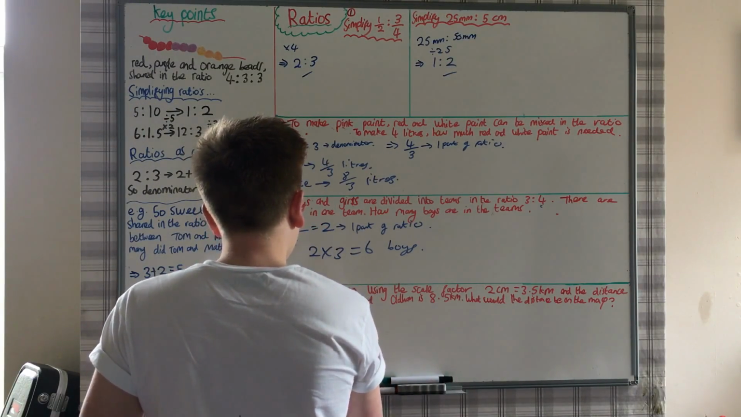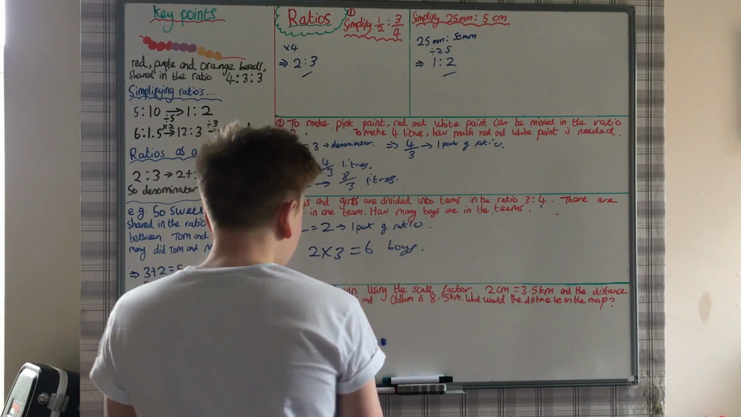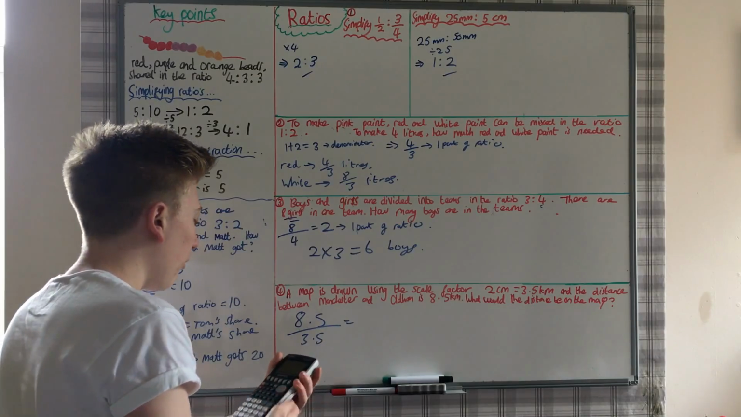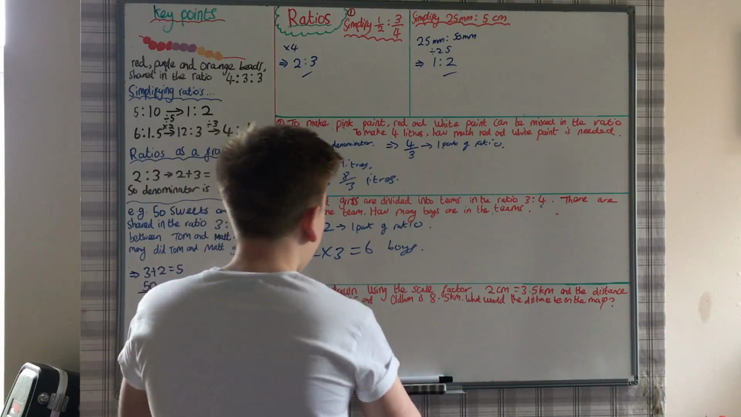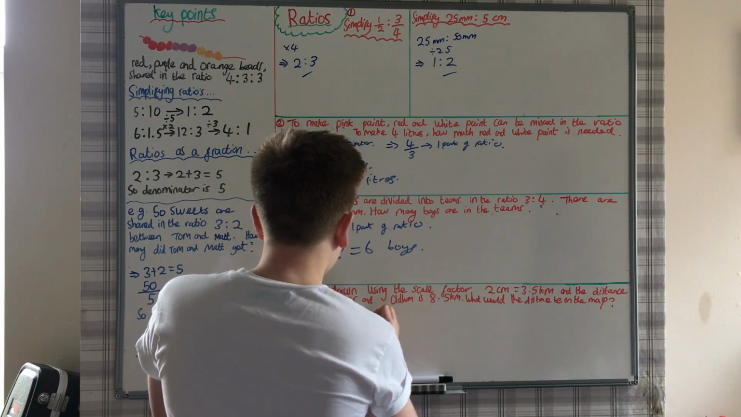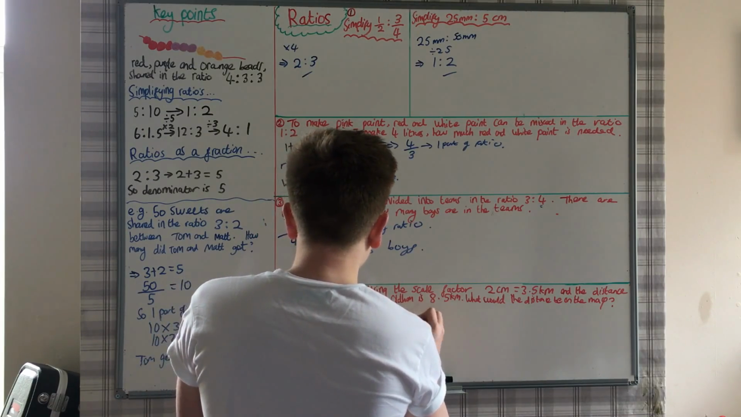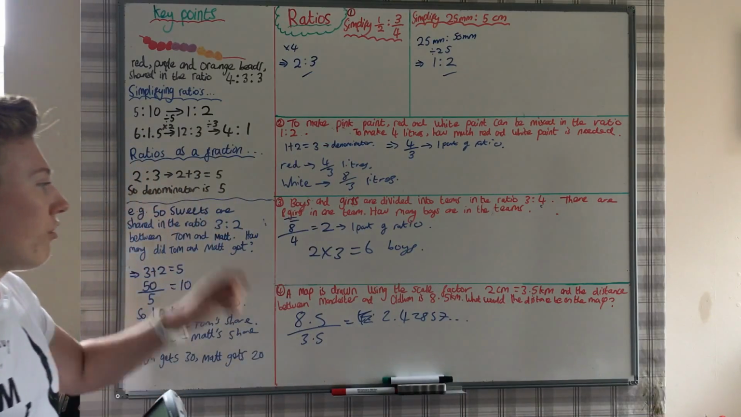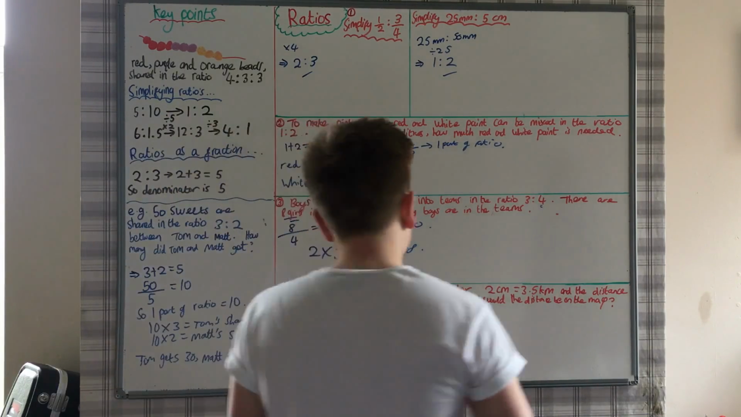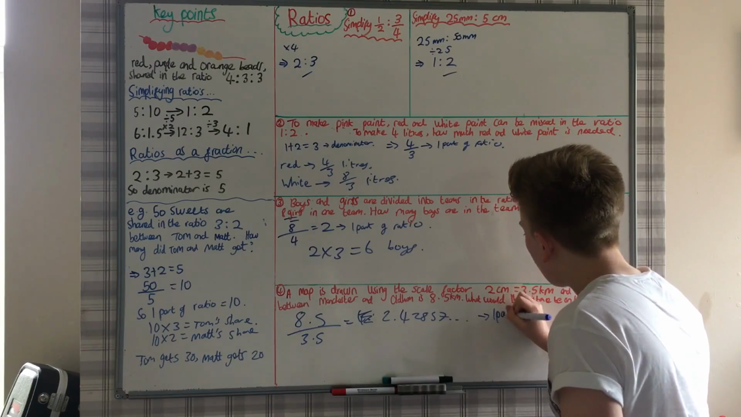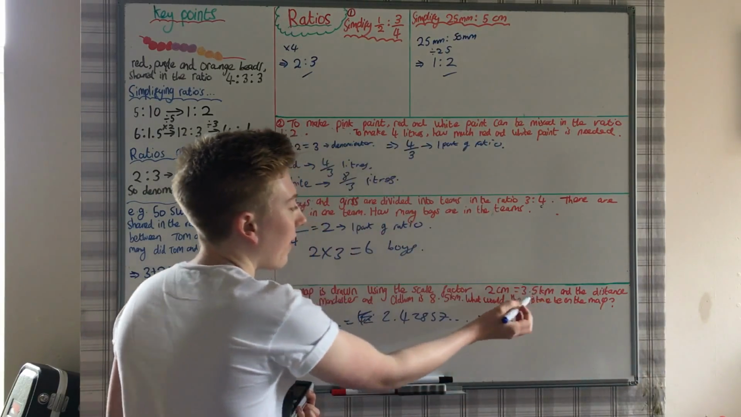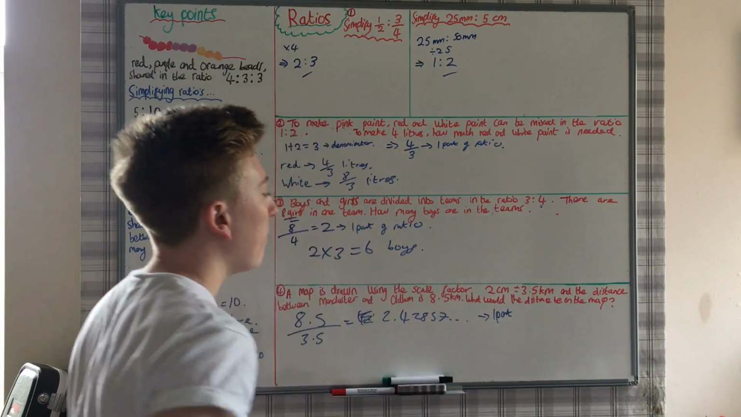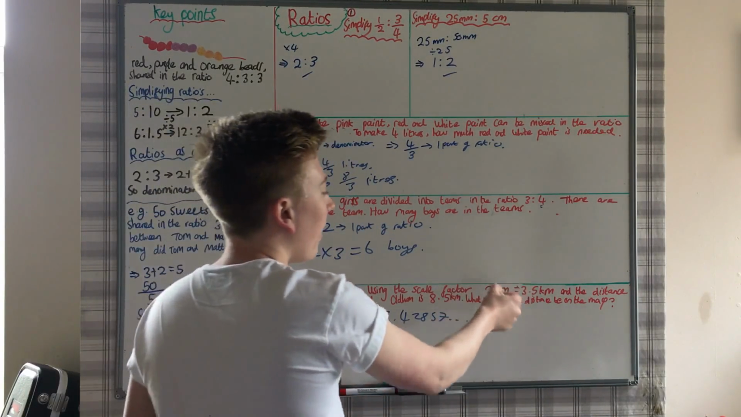So if we do 8.5 divided by 3.5, that gives us 2.42857 and some more numbers. Now that gives us 1 part of the ratio, because we've simply divided our total kilometres by the amount of kilometres here. Don't be put off by the equals sign, because in this case we can just replace that with a ratio symbol. Okay, because effectively we've got a scale factor here.